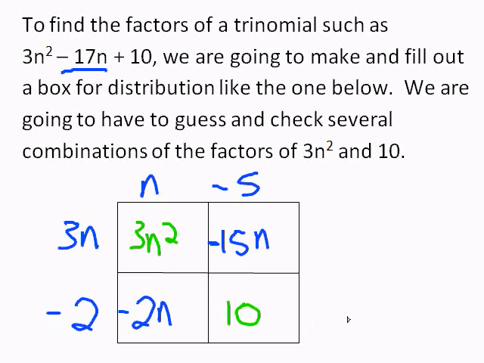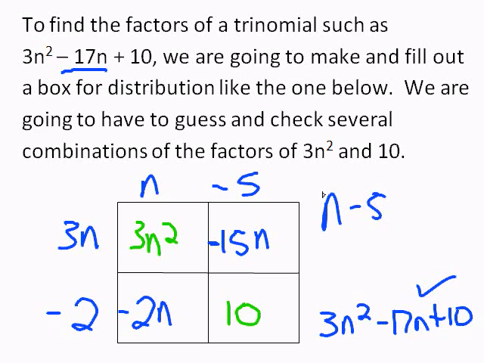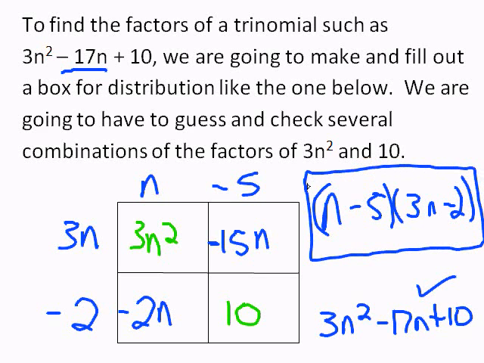So let's check our answer just real quick. We get 3n squared minus 17n plus 10. And our answer does indeed check out because n minus 5 and 3n minus 2 multiply together to give us 3n squared minus 17n plus 10. So we write our final answer as n minus 5 and 3n minus 2. Now you could have written 3n minus 2 and then n minus 5. That would have worked just fine as well.